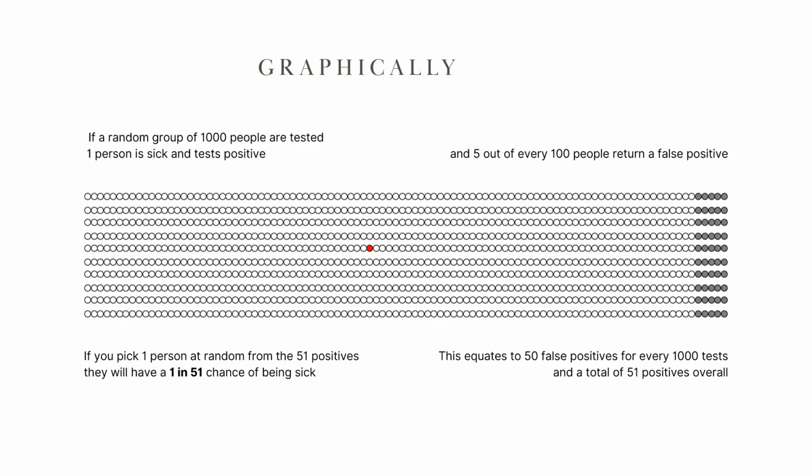If you pick one person at random from the 51 who have tested positive, only one is actually sick. So there is a 1 in 51 chance of being sick if you are tested positive, which equates to approximately 2%, which is quite a surprising result. So let's confirm that another way.